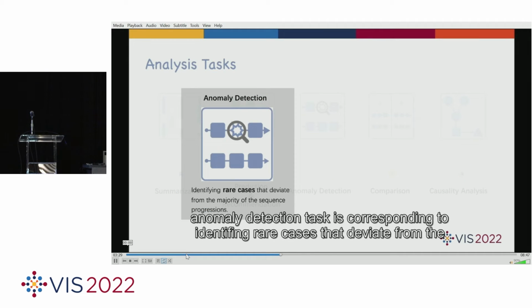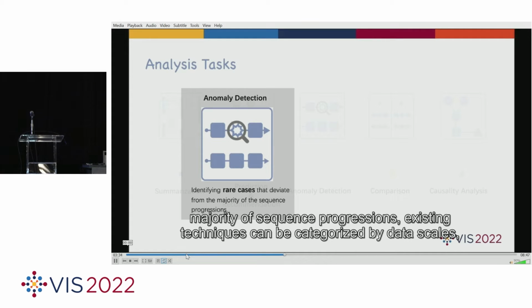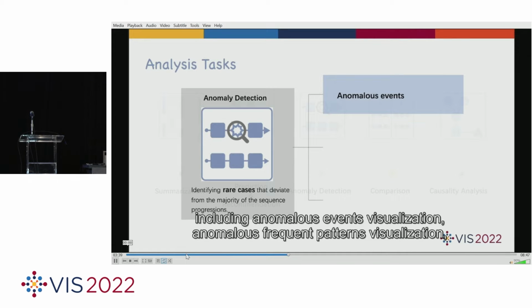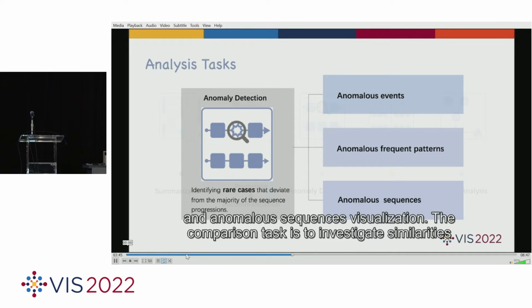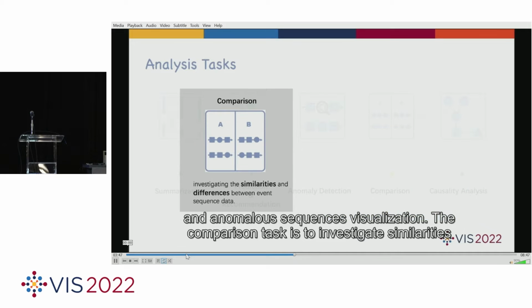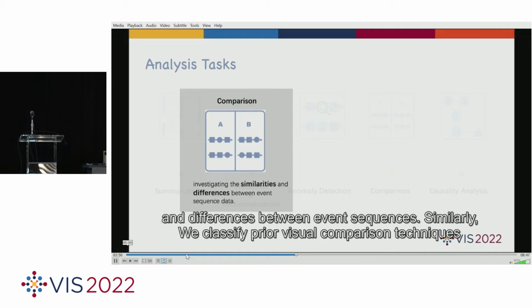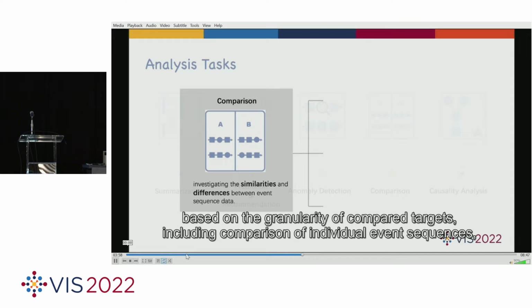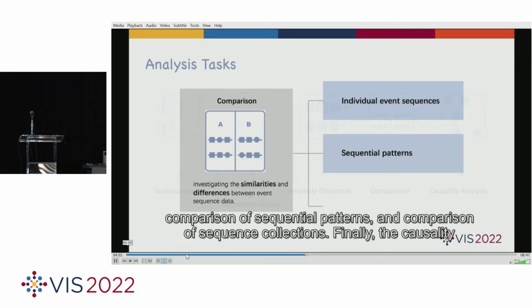The anomaly detection task corresponds to identifying rare cases that deviate from the majority of sequence progressions. Existing techniques can be categorized by data scales, including anomalous events visualization, anomalous frequent patterns visualization, and anomalous sequences visualization. The comparison task is to investigate similarities and differences between event sequences. Similarly, we classify prior visual comparison techniques based on the granularity of compared targets, including comparison of individual event sequences, comparison of sequential patterns, and comparison of sequence collections.